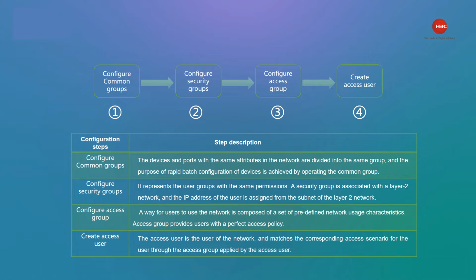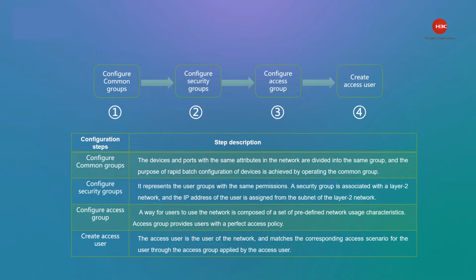Step 3. Configure access group. An access group is a way for users to use the network. It is composed of a set of predefined network usage characteristics. An access group provides users with a perfect access policy. After applying a specific group policy, users can access the network according to the attributes set by the access group.